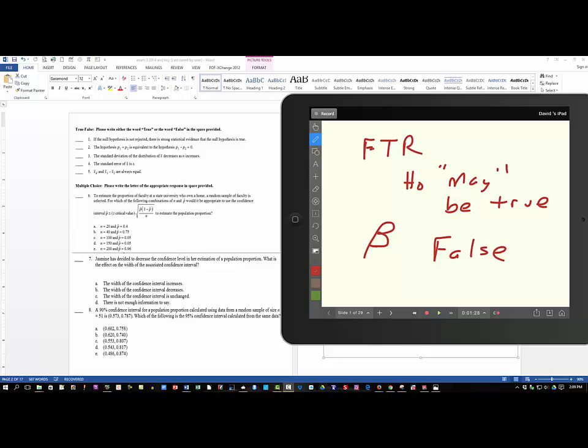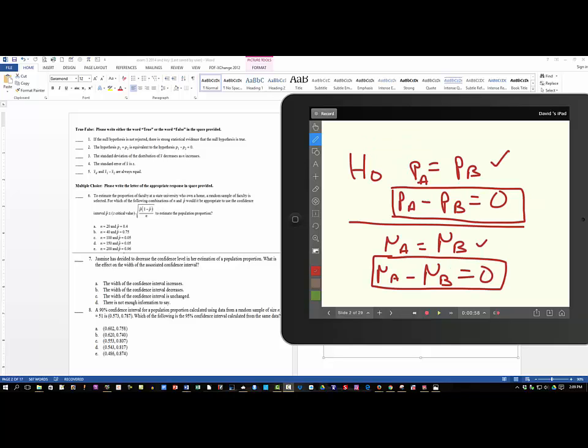Number two, the hypothesis P1 equal P2 is equivalent to hypothesis P1 minus P2 is equal to 0. Well, that's true because if the difference is 0, that means they are equal. And I want to go ahead and also emphasize that maybe a little bit easier to think of it and say PA equal to PB.